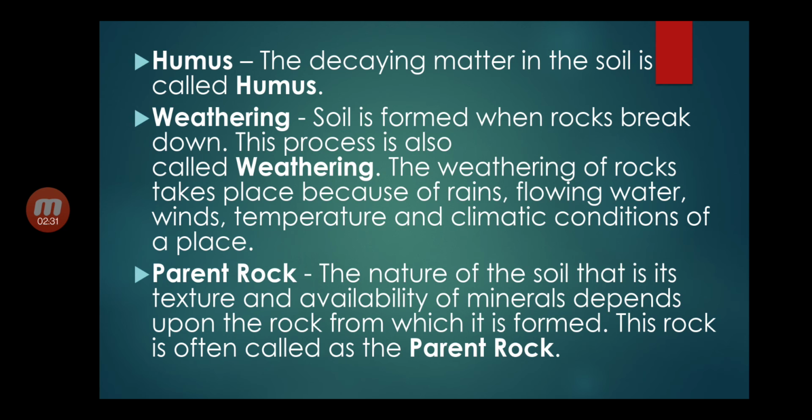Humus. The decaying matter in the soil is called humus. Weathering. Soil is formed when rocks break down. This process is also called weathering. The weathering of rocks takes place because of rains, flowing water, winds, temperature and climatic conditions of a place.